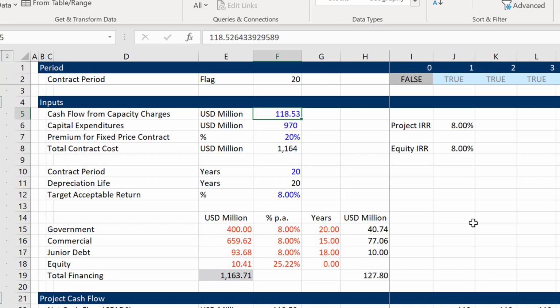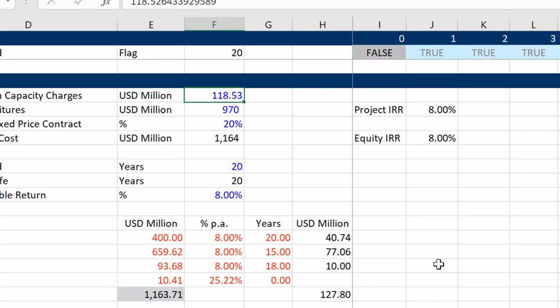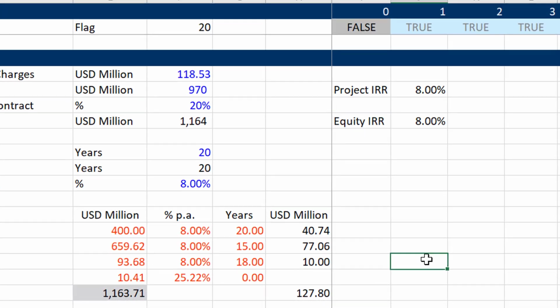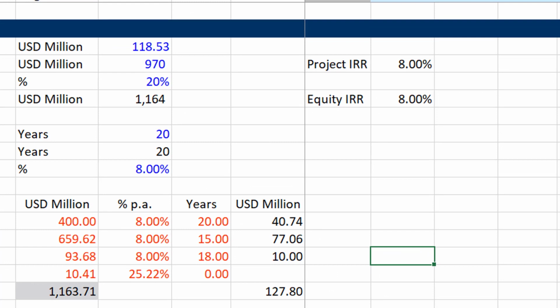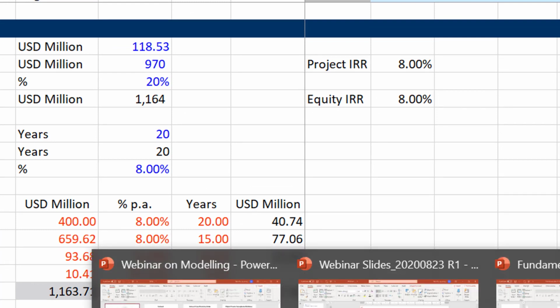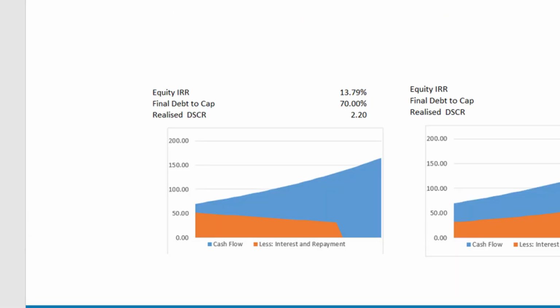So the real question is, why does the government sign an EPC contract with this premium in it? And why would you pay a higher financing cost? And that's where the value for money comes in. But before we do that, I am just going to go backwards a little bit.